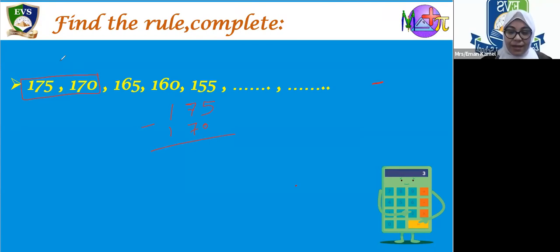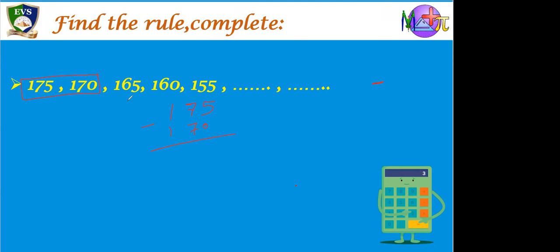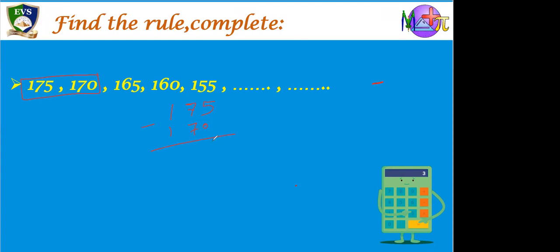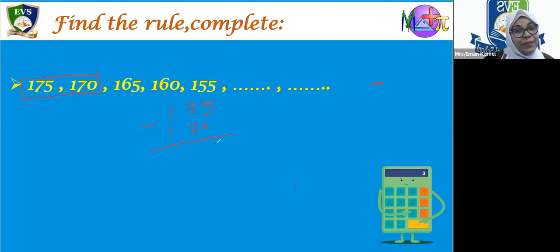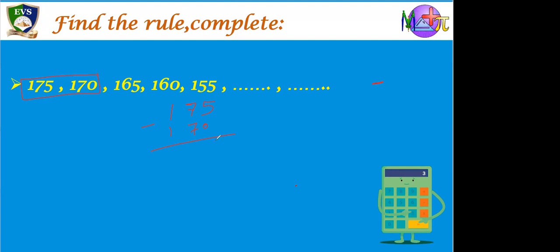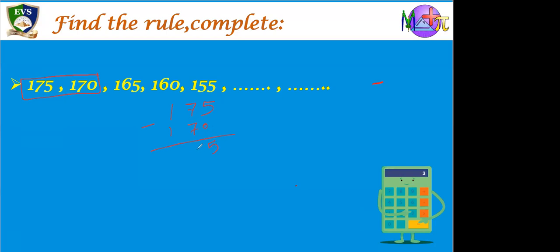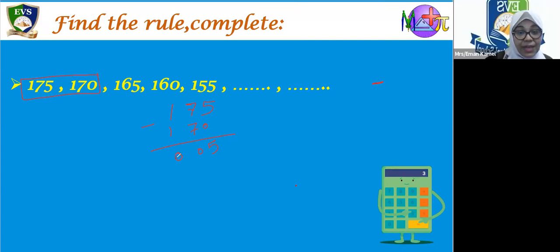May? Hello, May. Hello, teacher. Can you do that one? Yes. Okay. Hurry up. 175 minus 170: 5 minus 0 equals 5. 7 minus 7 equals 0. Excellent. 1 minus 1 equals 0. So the rule is minus 5. Thank you so much, May.